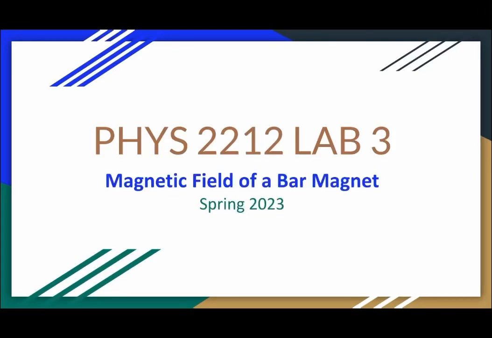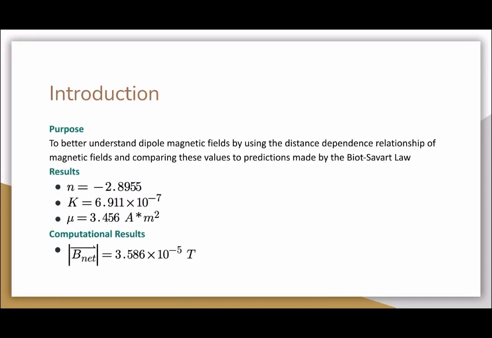Hello, today I will be discussing Lab 3, Magnetic Field of a Bar Magnet. The purpose of this lab is to obtain a better understanding of magnetic fields for a dipole. To understand this concept, we can use the distance dependency of the magnetic field to compare these values to predictions made by equations from the Biot-Savart law.